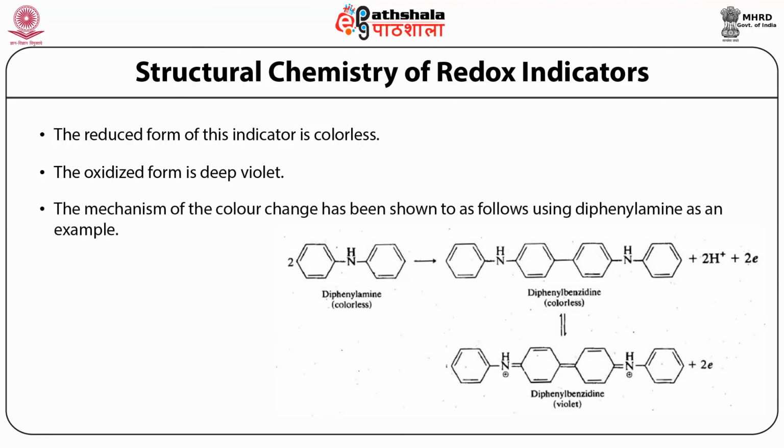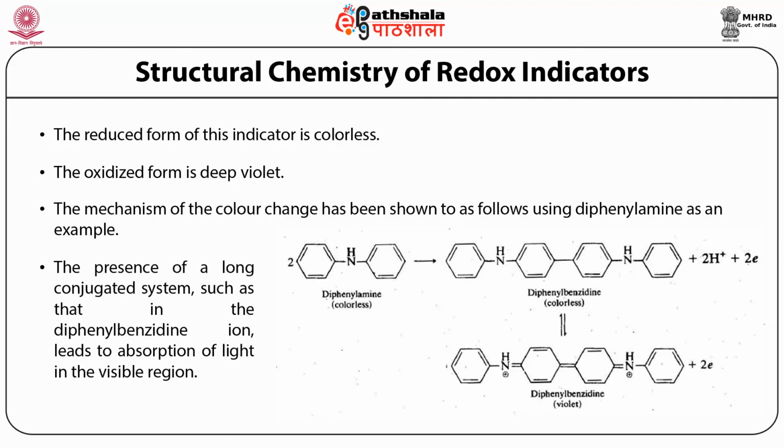The mechanism of the color change has been shown to be as follows, using diphenylamine as an example. The presence of a long conjugated system such as that in the diphenylbenzidine ion leads to absorption of light in the visible region, and hence the ion is colored.